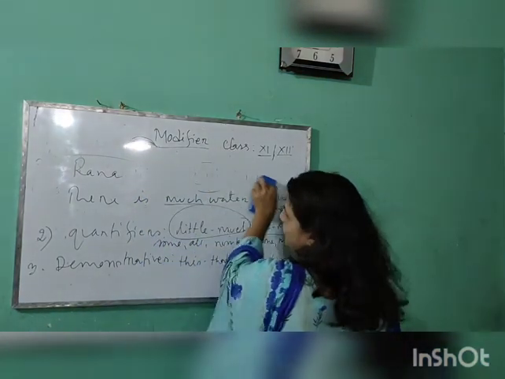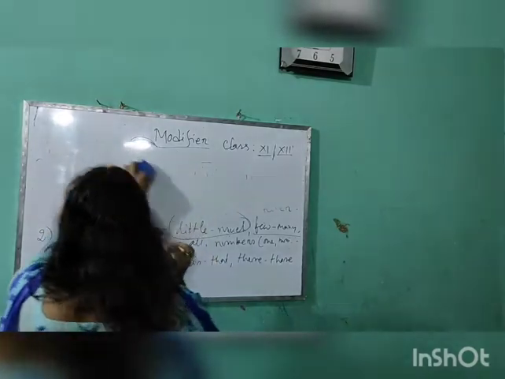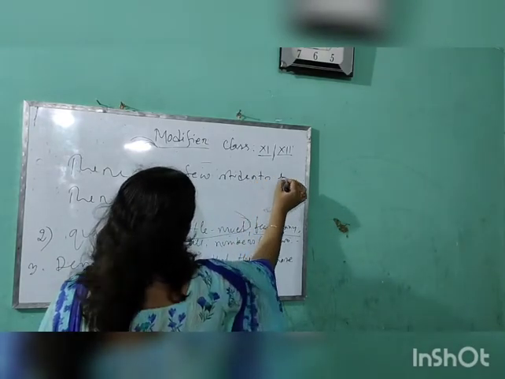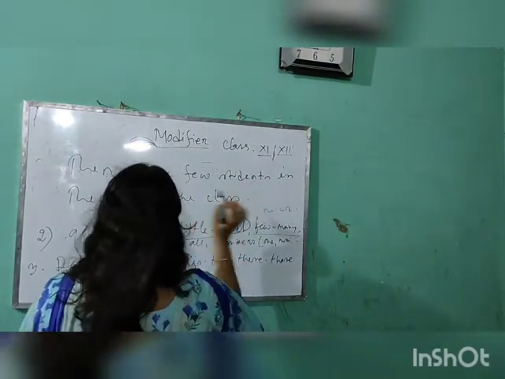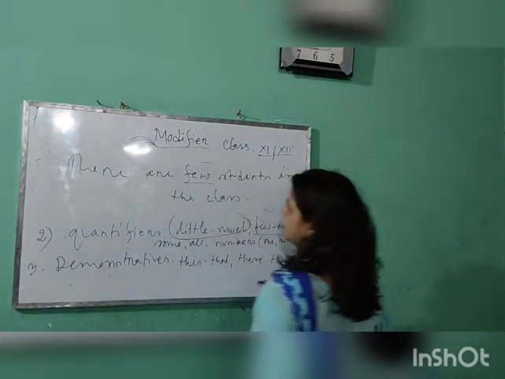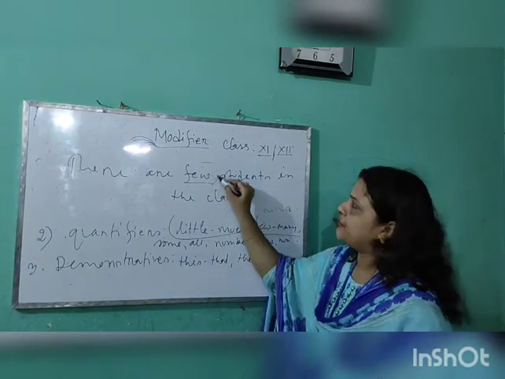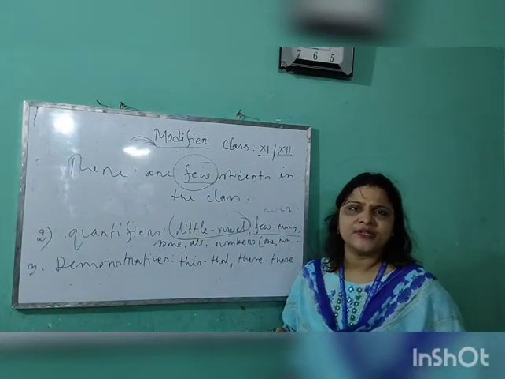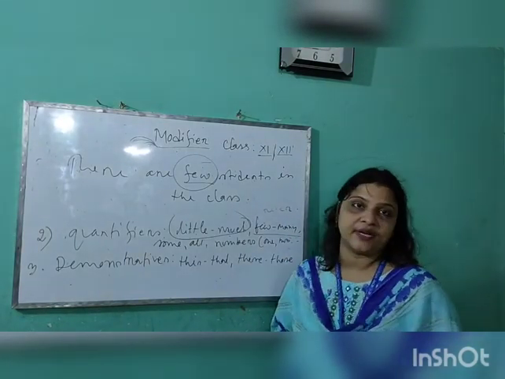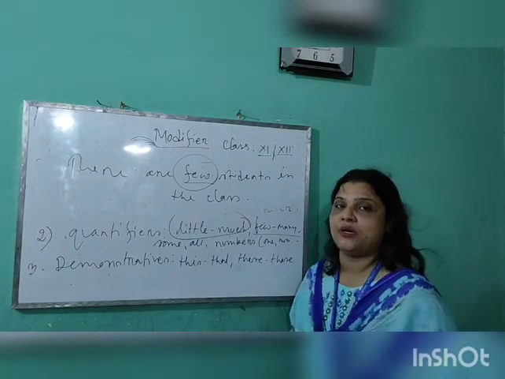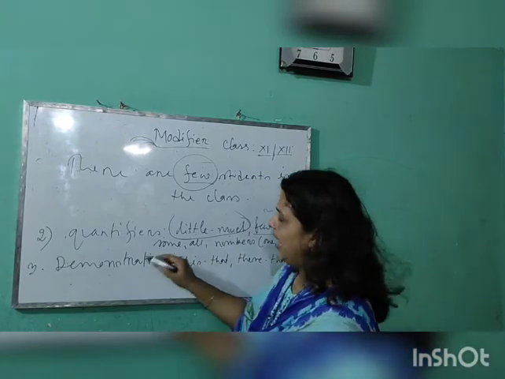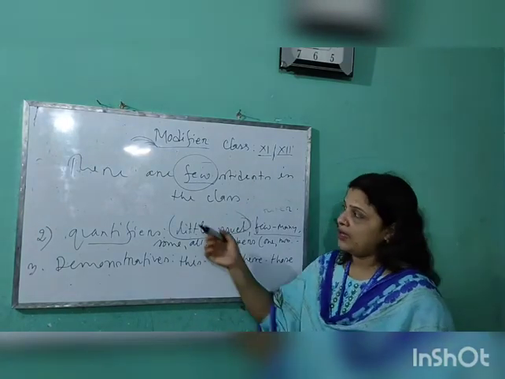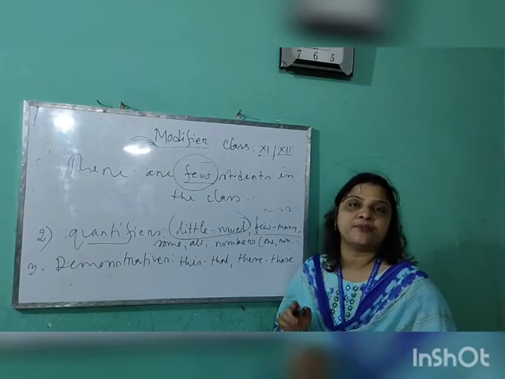Now let us give an example. There are few students in the class. How many students? Few students. There are some students in the class. There are many students in the class. So you can use them according to the context, what the passage wants. You should remember this. So I have shown you how quantifiers are used as a pre-modifier. Must remember, articles, quantifiers, and demonstratives are all used as pre-modifiers.